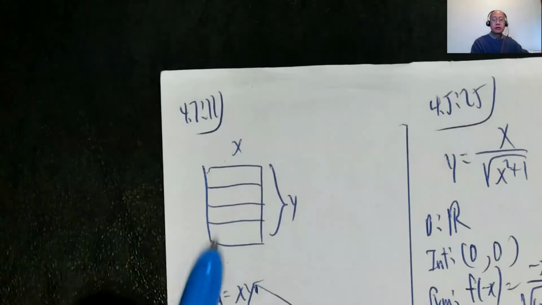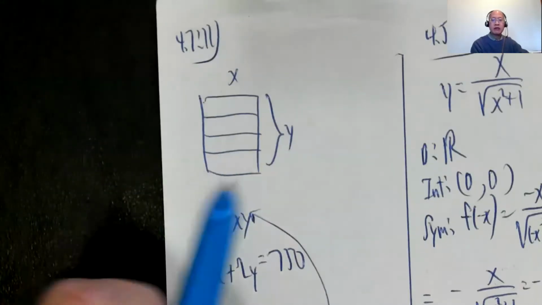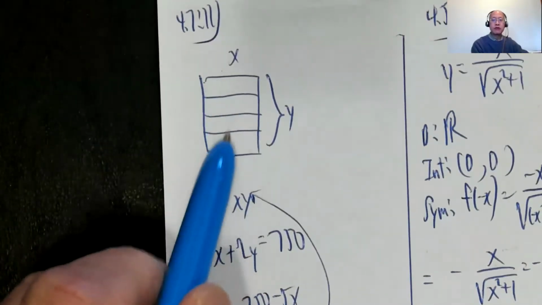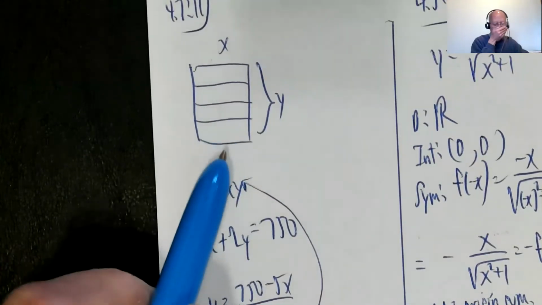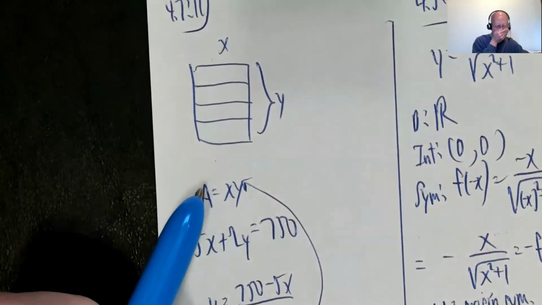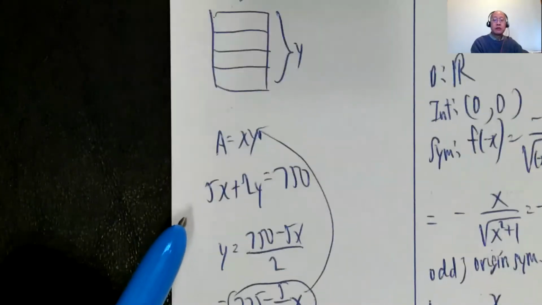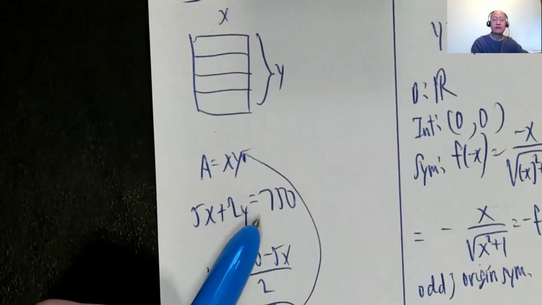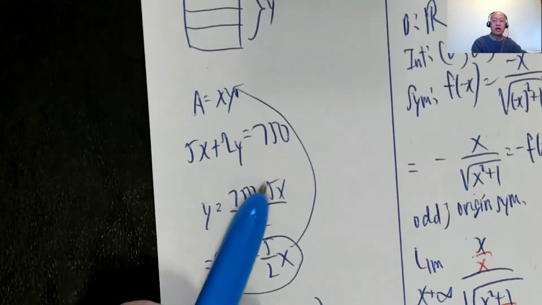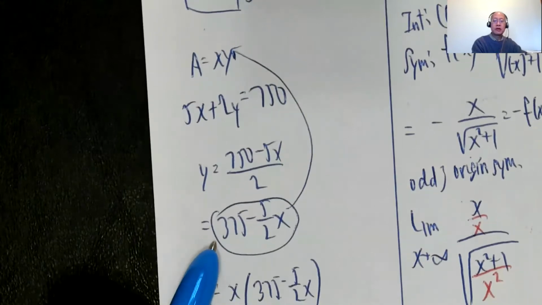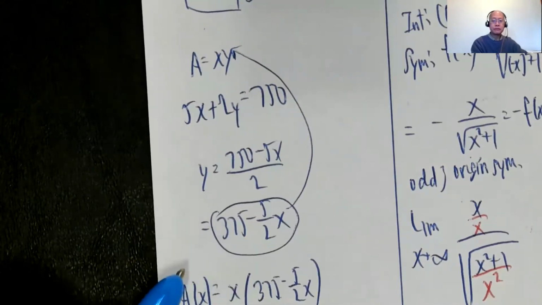Okay, problem number 11. This is the picture, x by y. The area is x times y. We have 1, 2, 3, 4, 5 x's this way, and 2 y's this way. So we have 5x plus 2y equals 750 for the fencing. A little bit of algebra. Y is (750 minus 5x) over 2, or 375 minus 5 halves x.